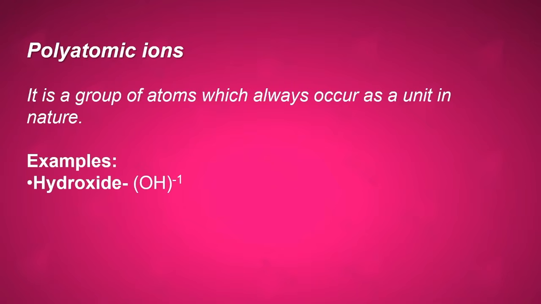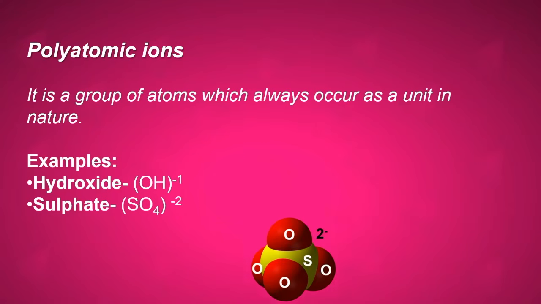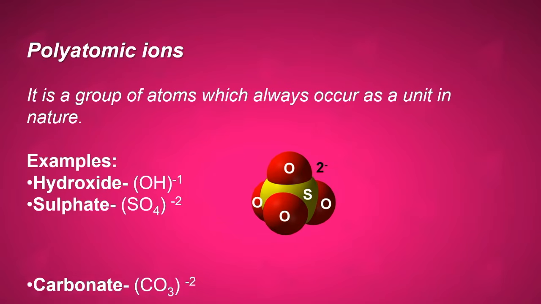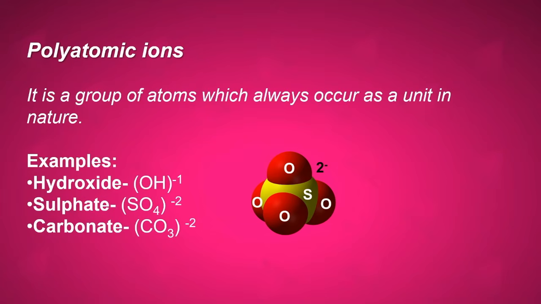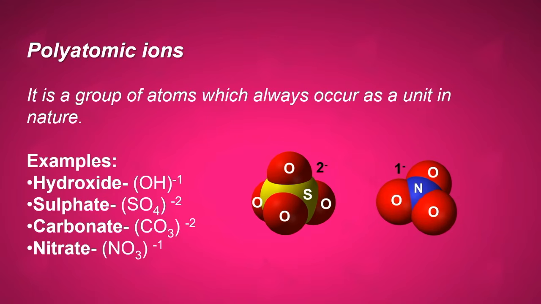We have hydroxide, which has a formula of OH, and it has a charge of -1. We have sulfate, which is SO4, and it has a charge of -2. We have carbonate, which has a chemical formula of CO3, and it has a charge of -2. And nitrate, which has a chemical formula of NO3, and it has a charge of -1.